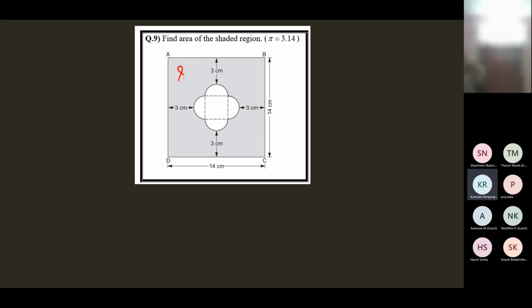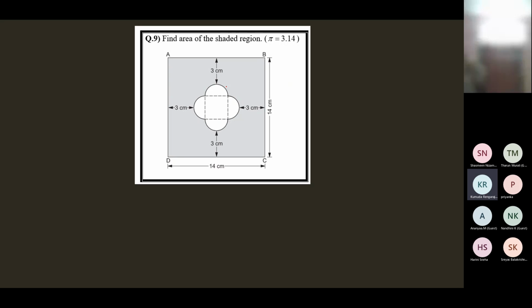This is shaded. This is unshaded. Shaded plus unshaded is the whole figure. Shaded region plus the unshaded region is the whole figure ABCD. So from ABCD, if you take away the area of the unshaded region, you will get the area of the shaded region. So how do we find the area of the unshaded region?